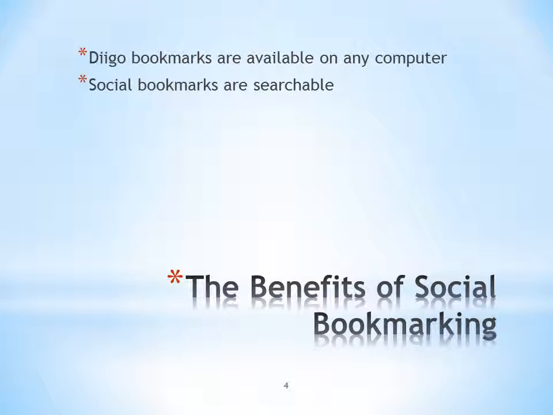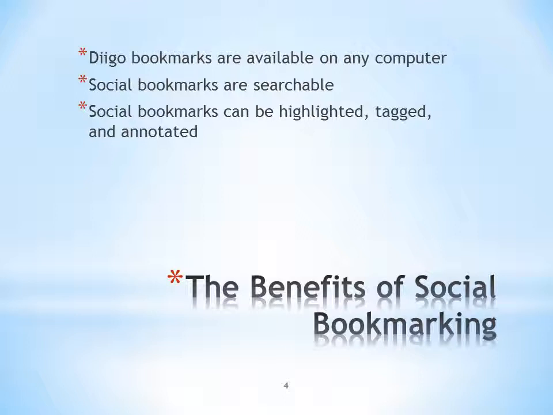Social bookmarks are searchable. You can actually go in and search by the keywords that you assign. You can search by the highlights that you make. Any number of things are searchable. All of your social bookmarks can be highlighted, tagged, annotated. There are any number of things that you can do for them. You can organize them. It's just an unbelievable tool. As I mentioned before, all your highlights, tags, and annotations are searchable in and of themselves.